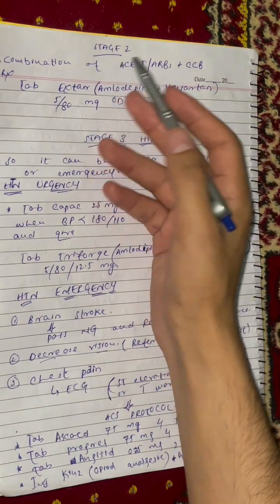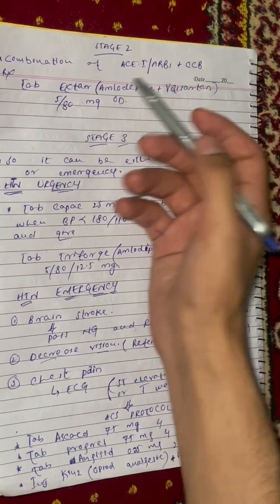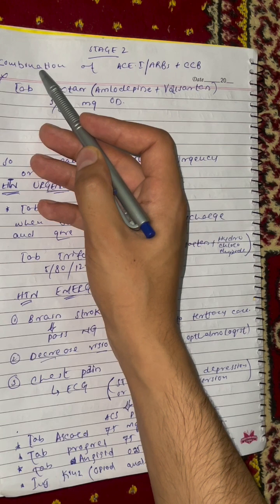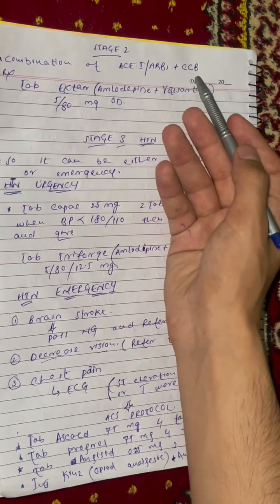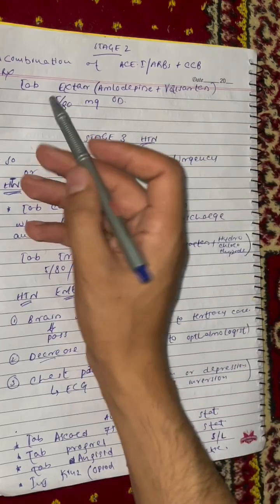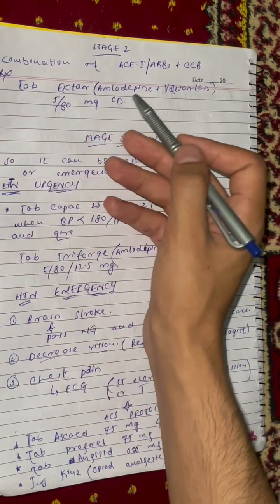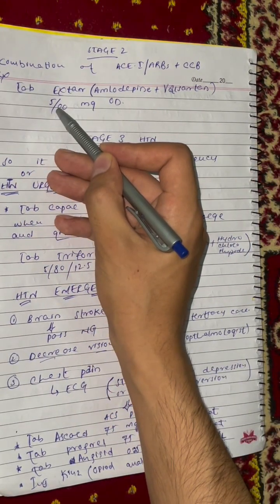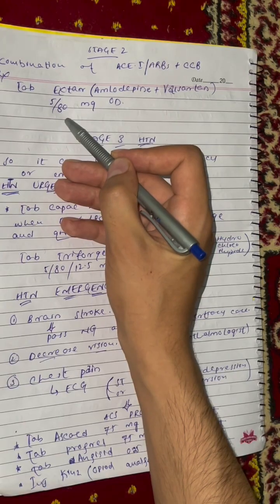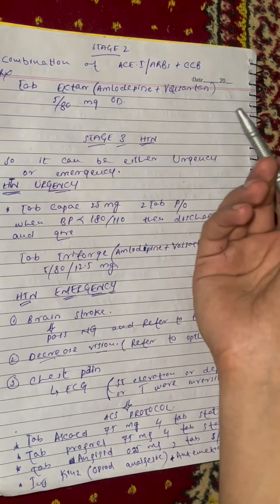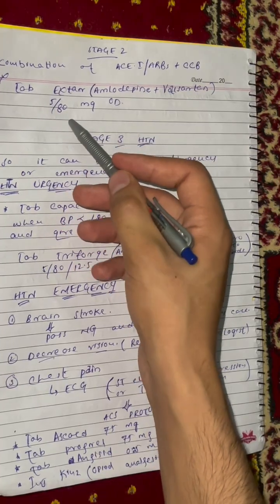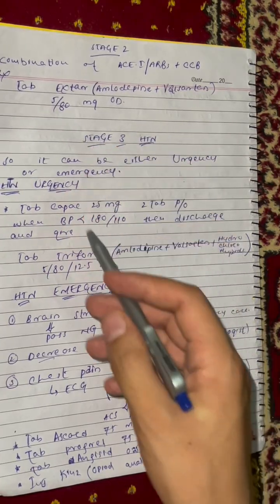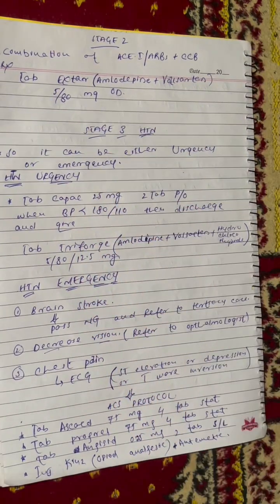Now let's discuss the management of stage 2 hypertension. It is managed by combination therapy of ACE inhibitors, ARBs, and calcium channel blockers. That is Tab Exforge, which consists of 5 milligram of amlodipine and 80 milligram of valsartan. This dose can be doubled also, that is 10 milligram of amlodipine and 160 milligram of valsartan.